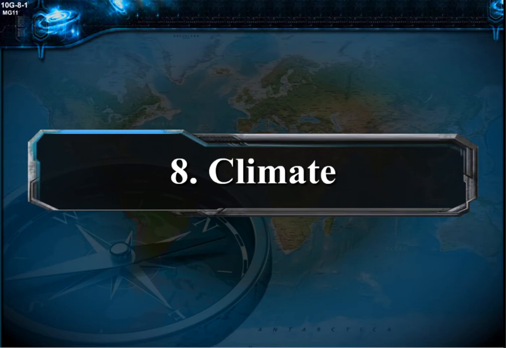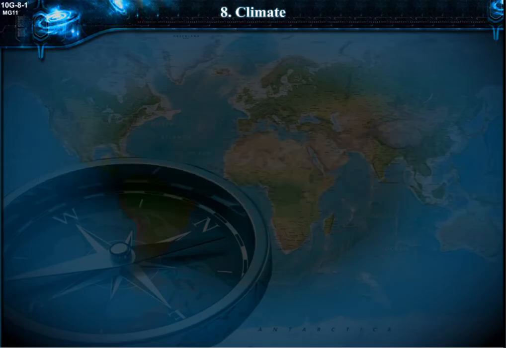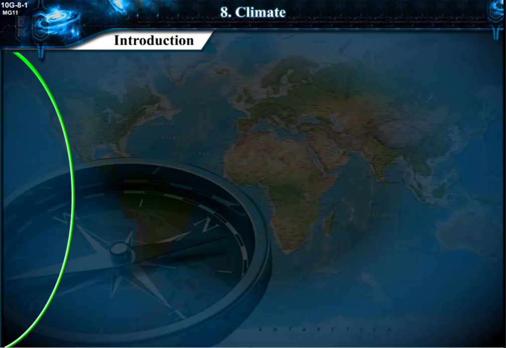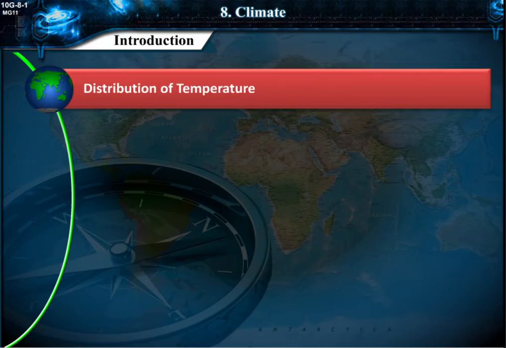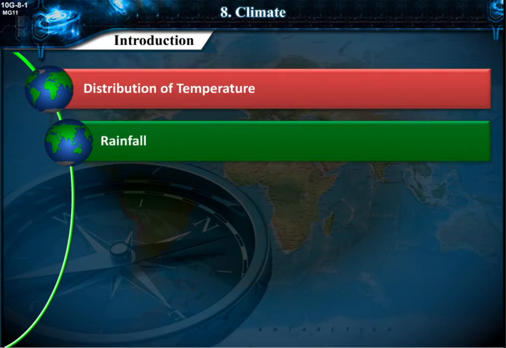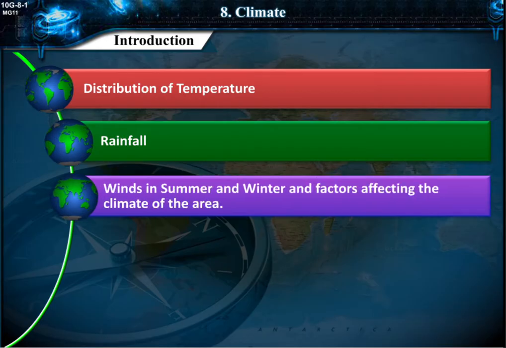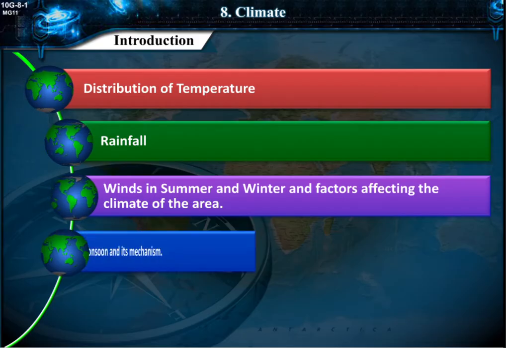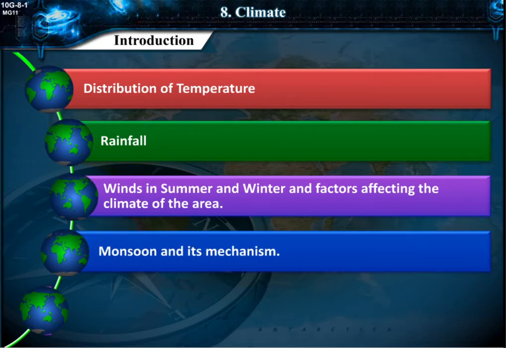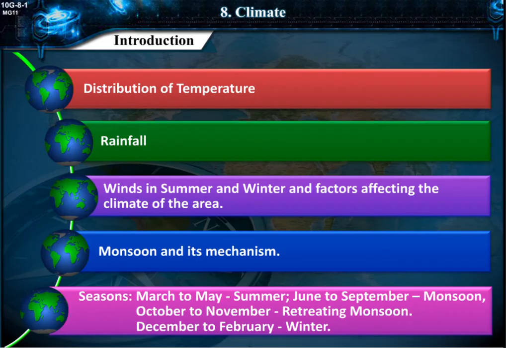Chapter 8, Climate. Introduction. In this chapter, we will learn about the distribution of temperature, rainfall, and winds in summer and winter, and the factors affecting the climate of the area, the monsoon and its mechanism, and the seasons: March to May, summer; June to September, monsoon; October to November, retreating monsoon; December to February, winter.